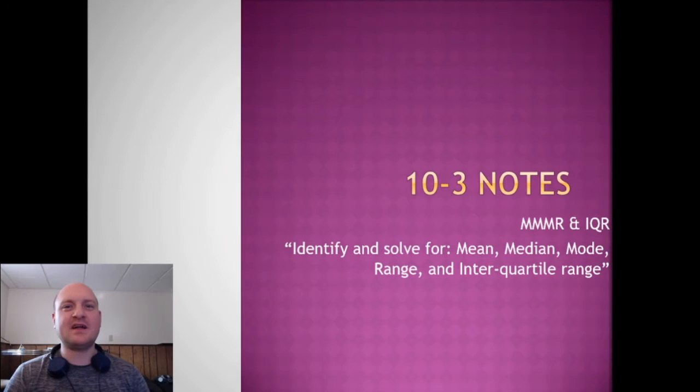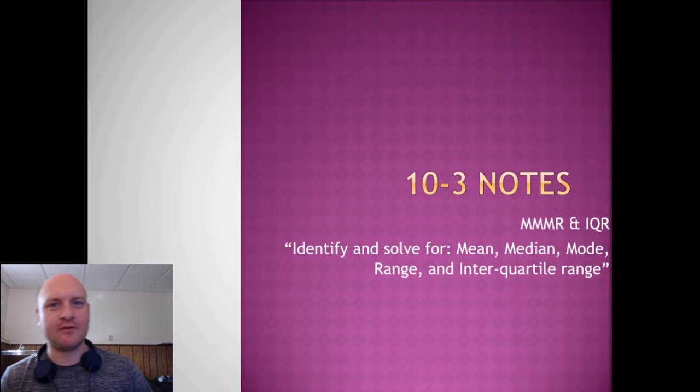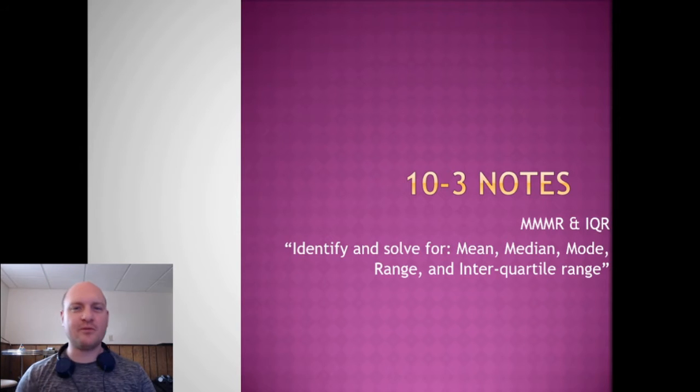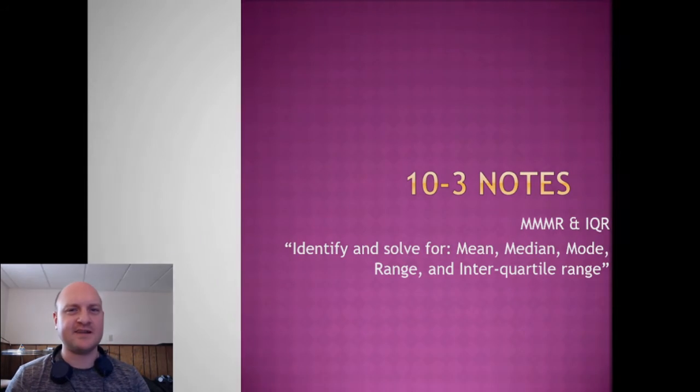Here we're going to focus on studying what I refer to as MMMR IQR, which is mean, median, mode, range, and interquartile range, the last of which we should probably take an extra second to study. Let's start with a quick rundown of the first set of vocab here.